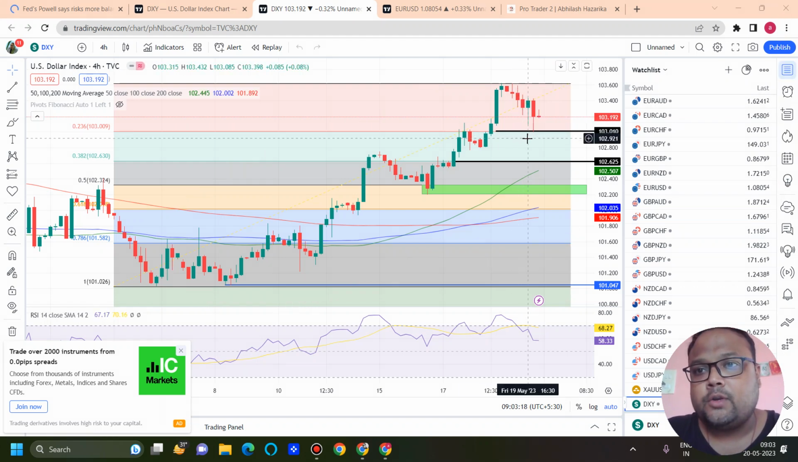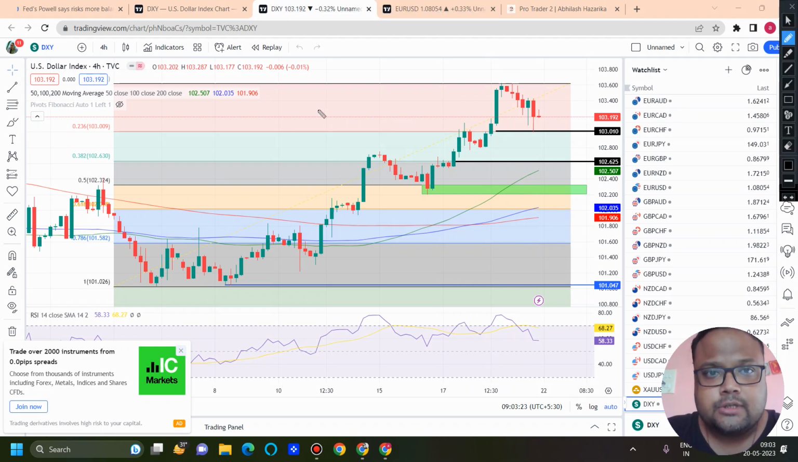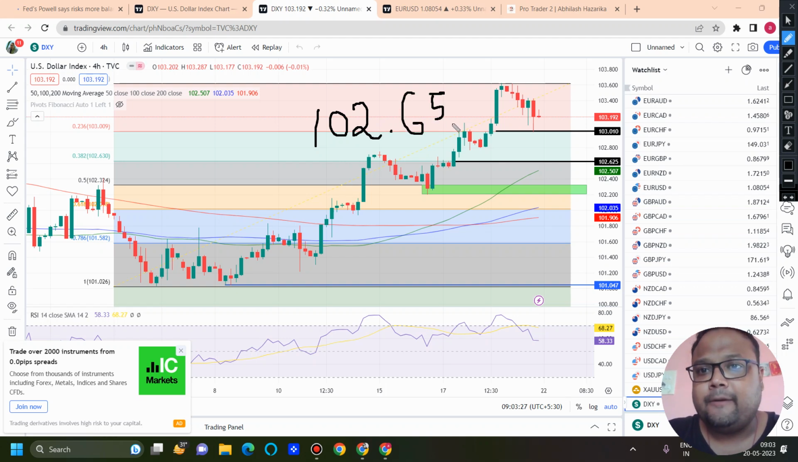DXY closed at 103.19 on Monday. If the correction continues, then the first support on DXY will be 102.65. Yesterday we saw our level 103 work perfectly because we had FIBO 38.2 and FIBO 23.6 around the area. So as a result, we can hope that on Monday FIBO 38.2 should work nicely.